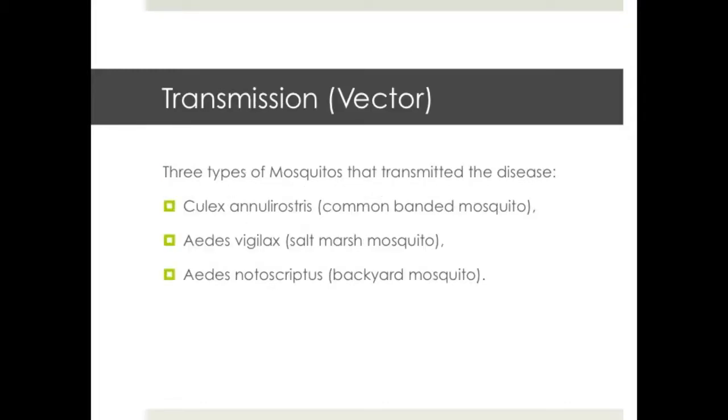Now I'm going to talk about what transmits the disease. There are three types of mosquitoes that transmit the disease: the Culex annulirostris, the Aedes vigilax, and the Aedes notoscriptus. The Culex annulirostris and the Aedes vigilax are the two main types of mosquitoes that transmit the disease at a high level, whereas the Aedes notoscriptus transmits the disease at a very low level and probability.